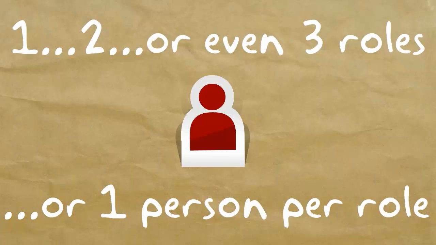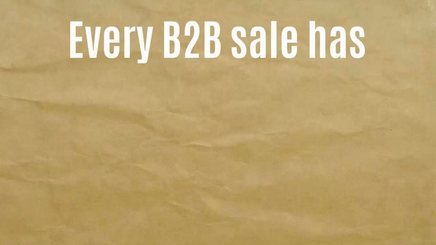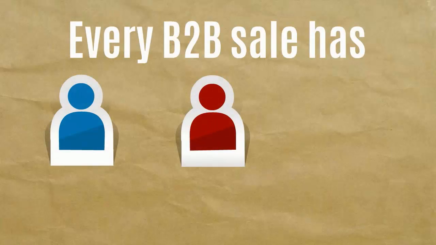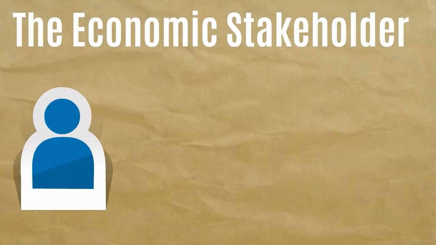I hope this makes sense, and I know that sometimes it can be a little bit confusing. And I hope that through some of the examples that we're going to walk through, you'll see exactly what I mean. However, I just want you to remember that in every single B2B sale, you will find these three stakeholders as part of the decision-making process. The first one is the one that we'll all recognize: the economic stakeholder.